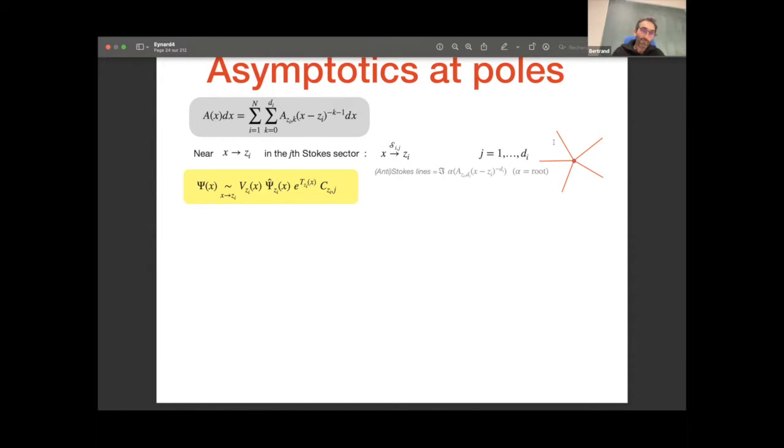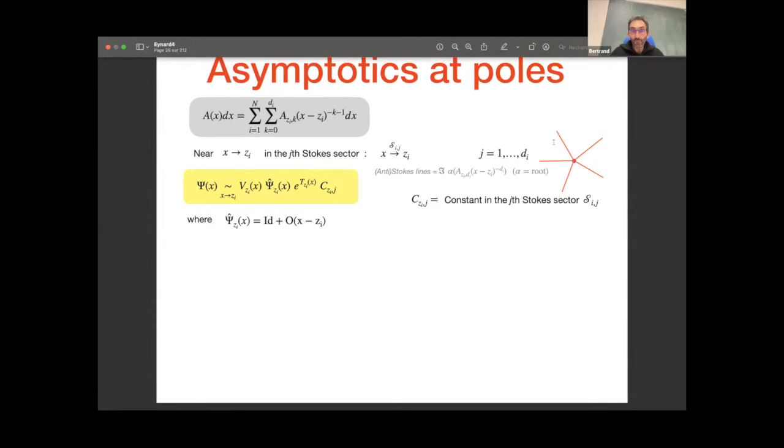In fact, I've probably mostly learned it from John, by the way. So the asymptotics in different sectors look like that. Let me explain the various terms. First, the term psi hat is the term that behaves like identity plus analytic at z_i.